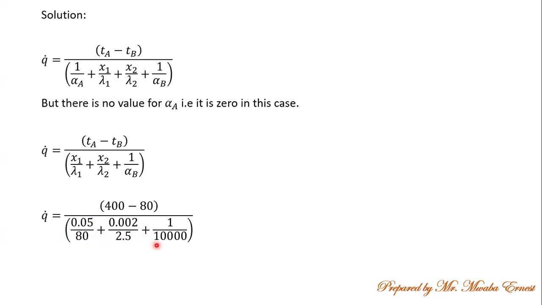Take your time, enter all this in your calculator. The answer that you should have is this: 209,836.066 watts per square meter. Because this is asking us to find the rate of heat transfer per unit area. The rate at which heat is being lost for each unit surface area. So this is what we have now.